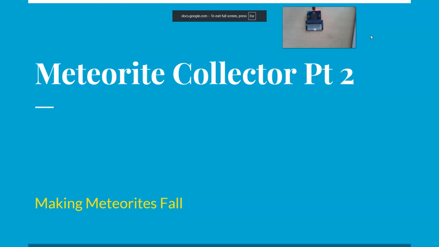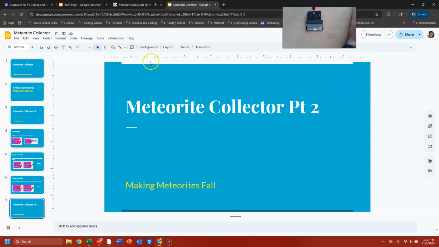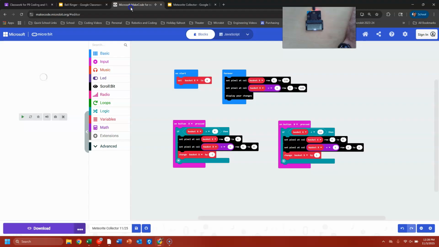Welcome back. So today we're going to be working on making meteorites fall. All right. So today we're going to need to be creating two new variables. One of them is going to be called Meteor X, and one of them is going to be called Meteor Y. So I'm going to come into my program here.